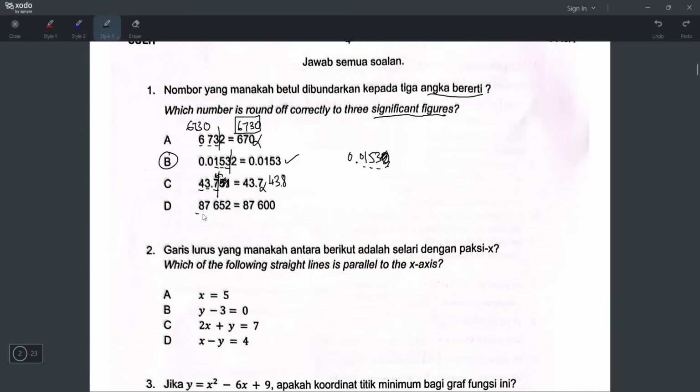What about this? 1, 2, 3, draw a line. Okay, the next number is 5. So do I have to plus 1? Yes. So you end up with 877. But the 0, 0, you should write it. Why this time I have to write it is because imagine you round off 87,000.